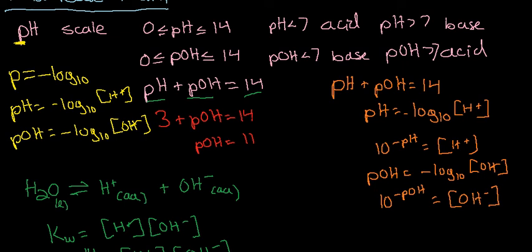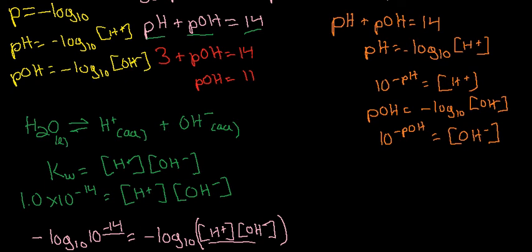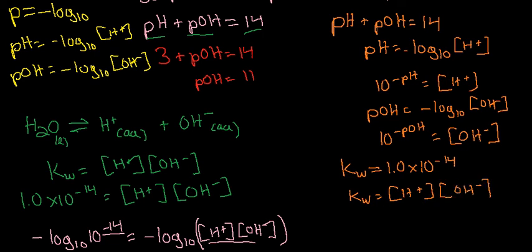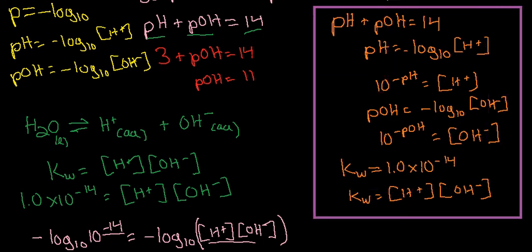And then, of course, back down to KW. KW is equal to 1.0 times 10 to the negative 14th. And we also know that KW is equal to the concentration of H plus times the concentration of OH minus. So these equations here, in orange and not too neat, but hopefully readable, are the ones that you really want to write down. You're going to want to memorize them, or at least know how to derive them from the other ones.